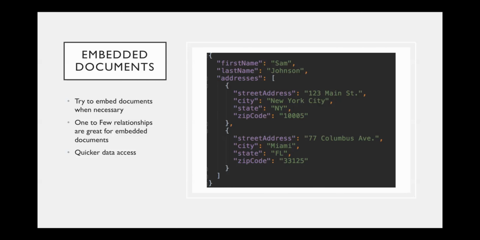One to few relationships are usually great candidates for embedding. Here we have an example of a person with a few addresses. Instead of storing the addresses in another document, we have the freedom to store them right alongside of the person. This saves us from additional queries being made to fetch a person's address. Embedding documents is a type of denormalization. This technique could lead to data duplication. However, it can improve data access and might be best for your use case.